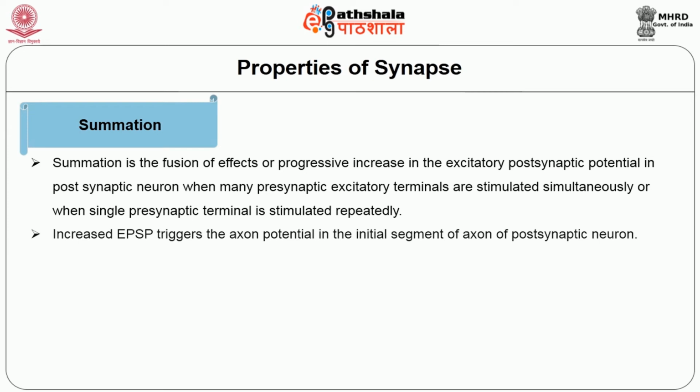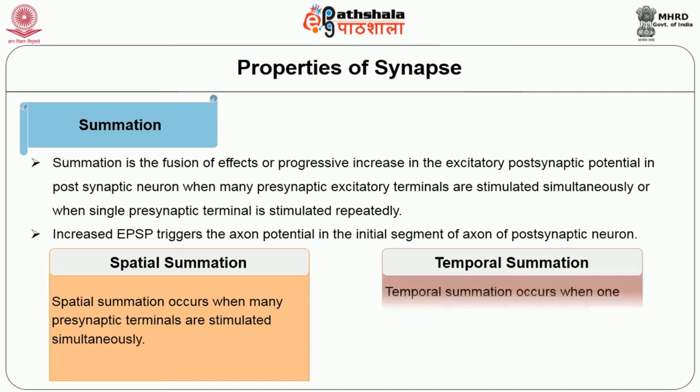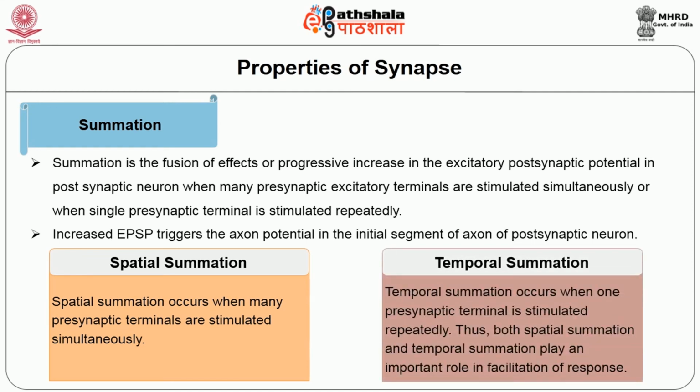Summation is of two types, spatial and temporal. Spatial summation occurs when many presynaptic terminals are stimulated simultaneously, whereas temporal summation occurs when one presynaptic terminal is stimulated repeatedly. Thus, both spatial summation and temporal summation play an important role in the facilitation of response.